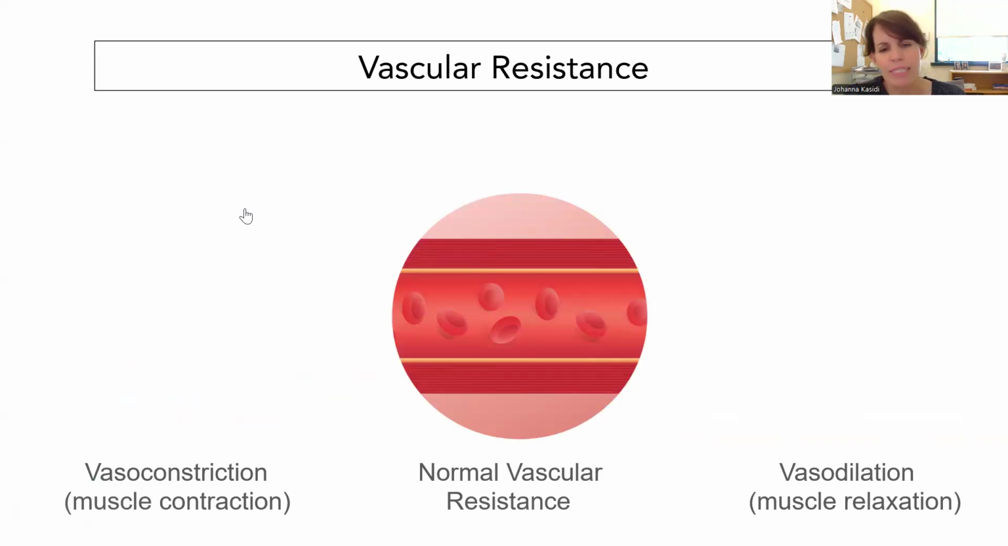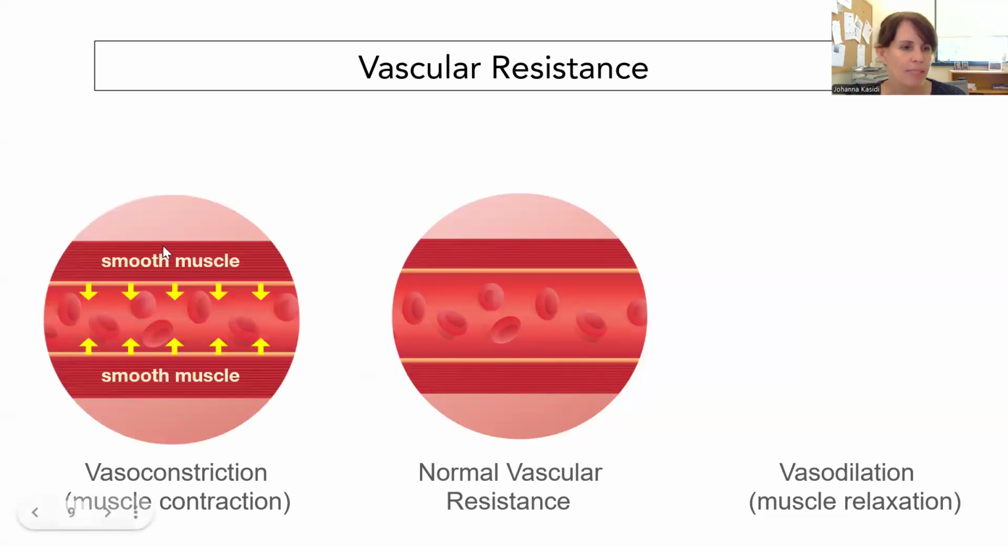Okay, so vascular resistance. So what's going on in your veins and arteries? So this is like a normal one. Here's the muscle. Here's the blood flowing through it. Normal blood pressure, normal amount of fluid. Everything is perfect. Over here on the left, you can see this muscle has contracted.